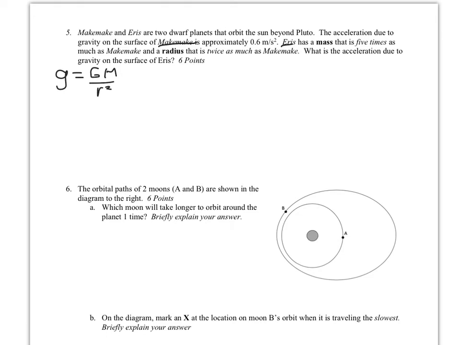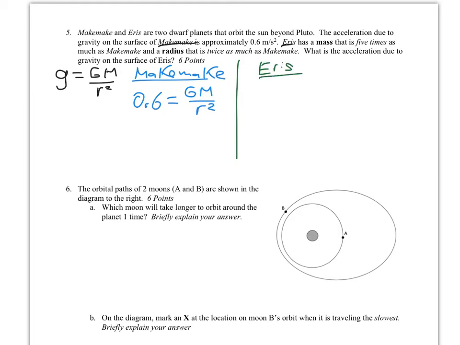And so I'm going to set up that equation for Makemake and for Eris. So we'll start with Makemake, and for that planet, we can say 0.6. That's the value of our acceleration due to gravity. We don't know the mass or the radius, so I'm just going to leave them as M and r squared. I'm now going to do the exact same setup here for Eris.